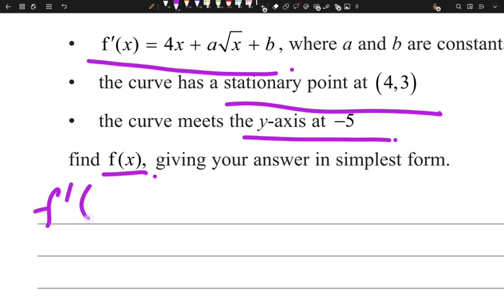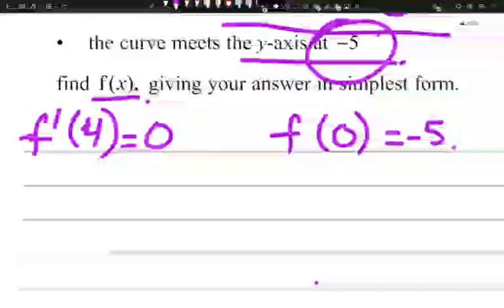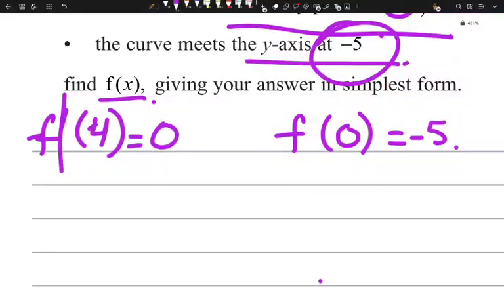If it's a stationary point, always remember that whenever you place the value of x at the stationary point in f prime, it has to be equal to 0. And if this is the y-intercept, then if we have the curve itself and we place the value of x as 0, it should be equal to the y-intercept of -5. Once we have these two relations sorted out, we can solve everything. So let's try solving it out.